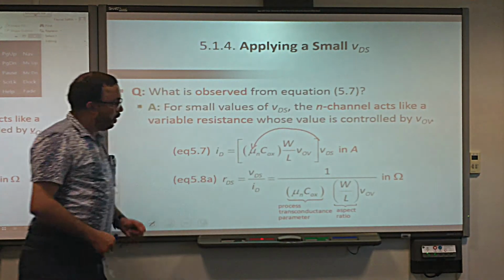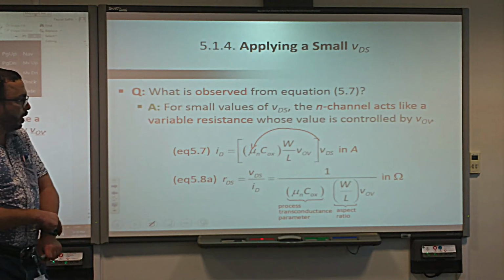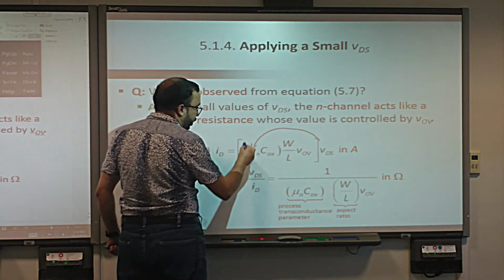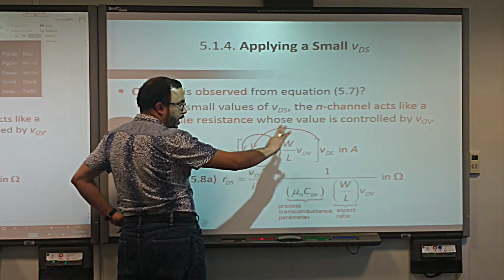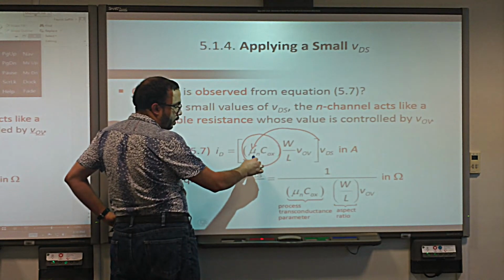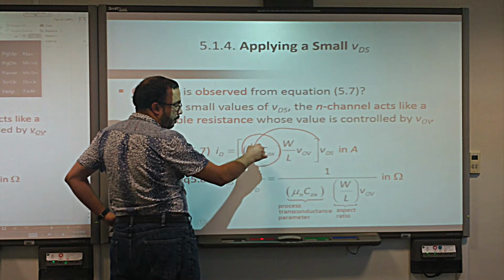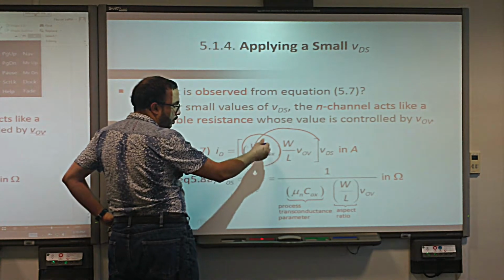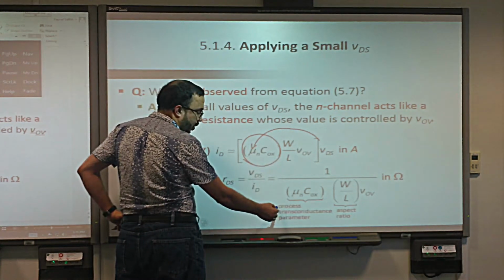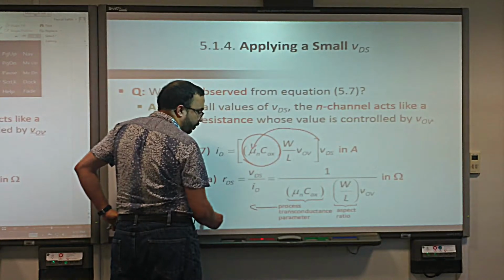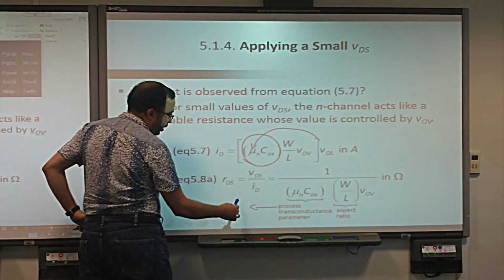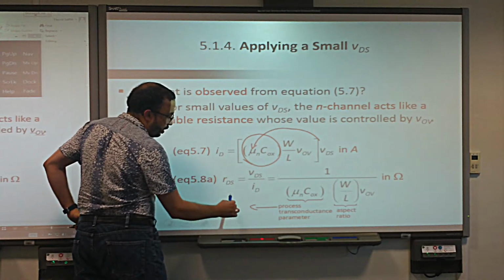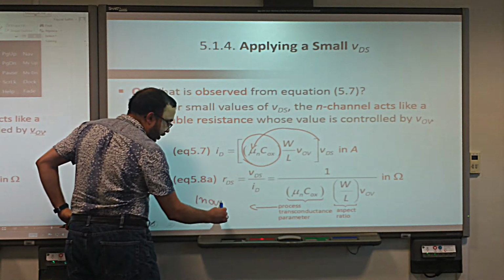Why? Because it helps us to do stuff. Now, we have a constant parameter that is independent of anybody else except the manufacturer. This comes from the manufacturing, and that's why we call them process. Process means it is related to manufacturing. So this is related to manufacturing. We'll get to that in the next slide.